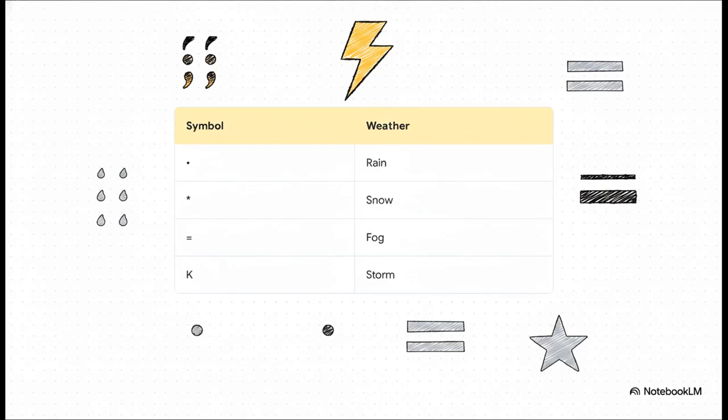But what's really clever is how they show intensity. Stacking multiple symbols means heavier conditions. 1 dot is light rain, but 3 dots stacked vertically means heavy rain. Same with fog. 1 equal sign is light, but 2 stacked equal signs means heavy fog.